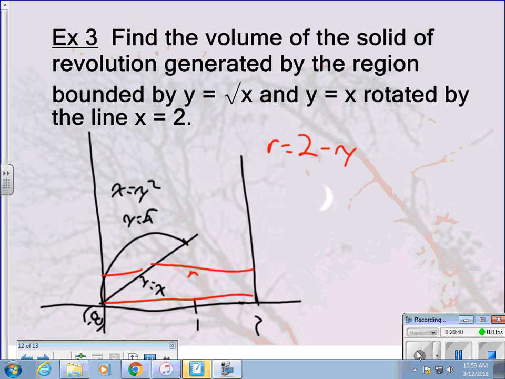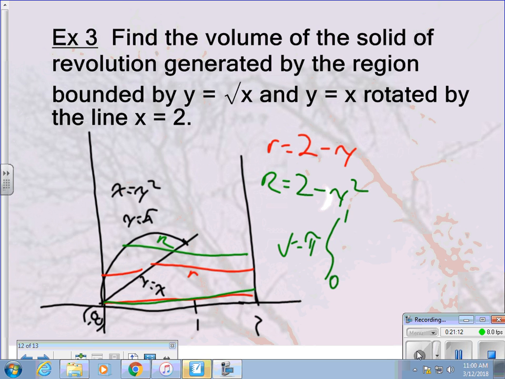Big R, same thing. That's 2 units, and I come back to here. That's my big radius. My big radius is not y squared. My big radius is 2 minus y squared. That's the key. This is why you draw diagrams. Okay? So my volume would be pi times the integral from 0 to 1 of (2 minus y squared) squared minus (2 minus y) squared dy.